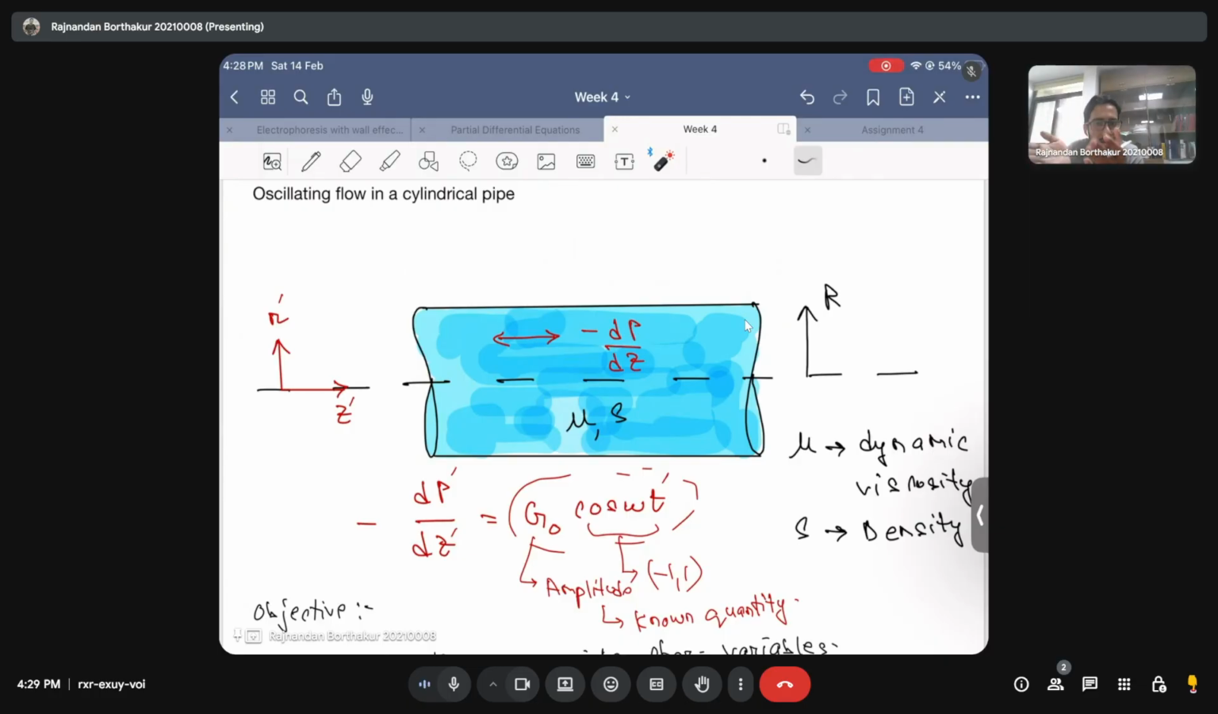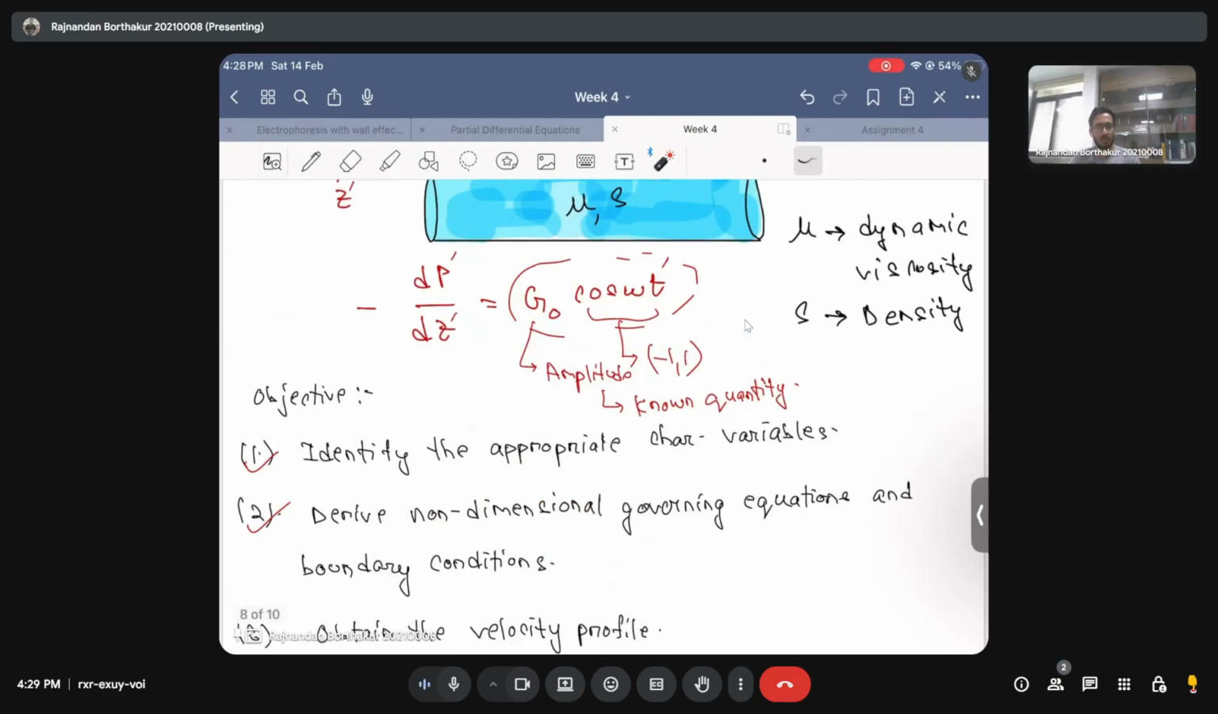But here, since we don't have any other velocity scale, the only way I can choose a velocity scale is from the imposed pressure gradient, because this is the only mechanism which is causing the fluid to move. That's the idea. I hope this is clear, and I hope I am able to convince you why this is the velocity scale that we have chosen in this analysis.